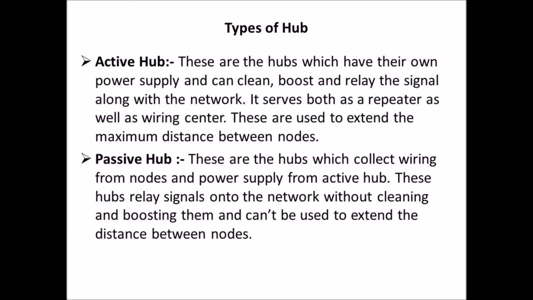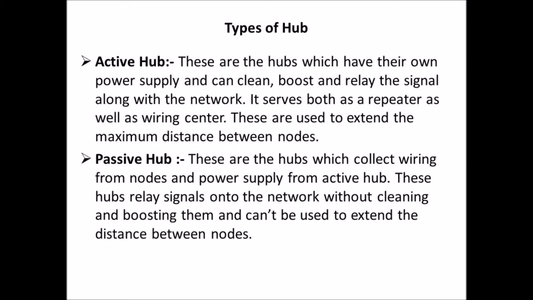Types of hub. There are two types of hub, active hub and passive hub. First one, active hub. These are the hubs which have their own power supply and can clean, boost and relay the signal along with the network. It serves both as a repeater as well as a wiring center. These are used to extend the maximum distance between nodes.